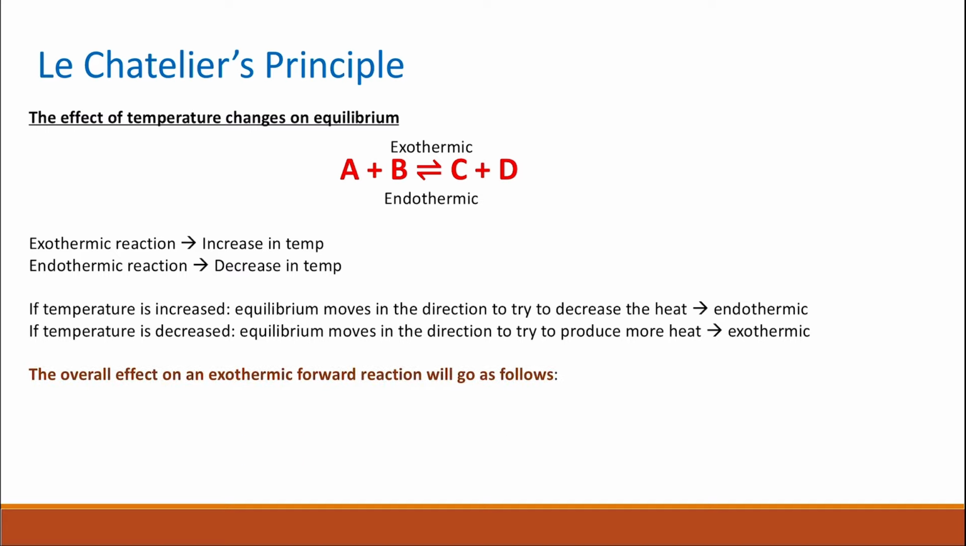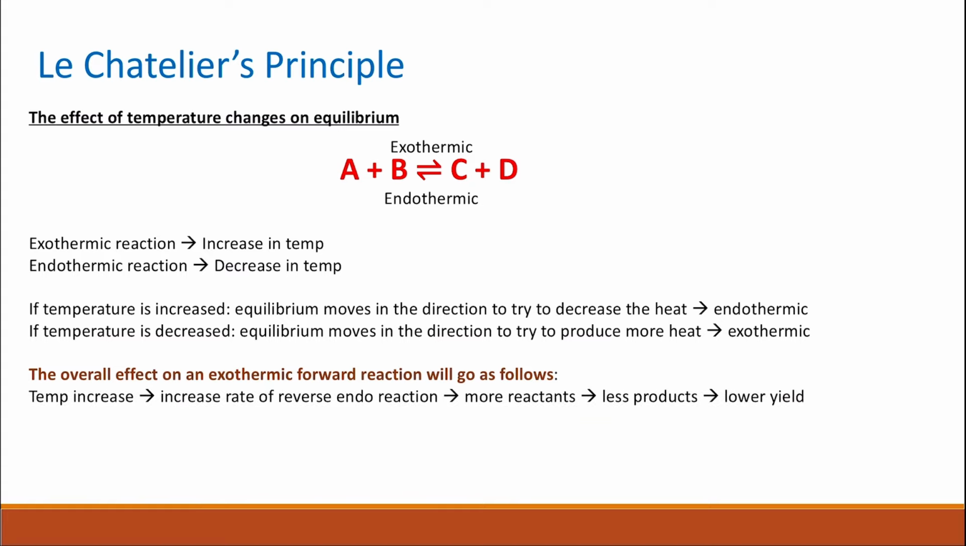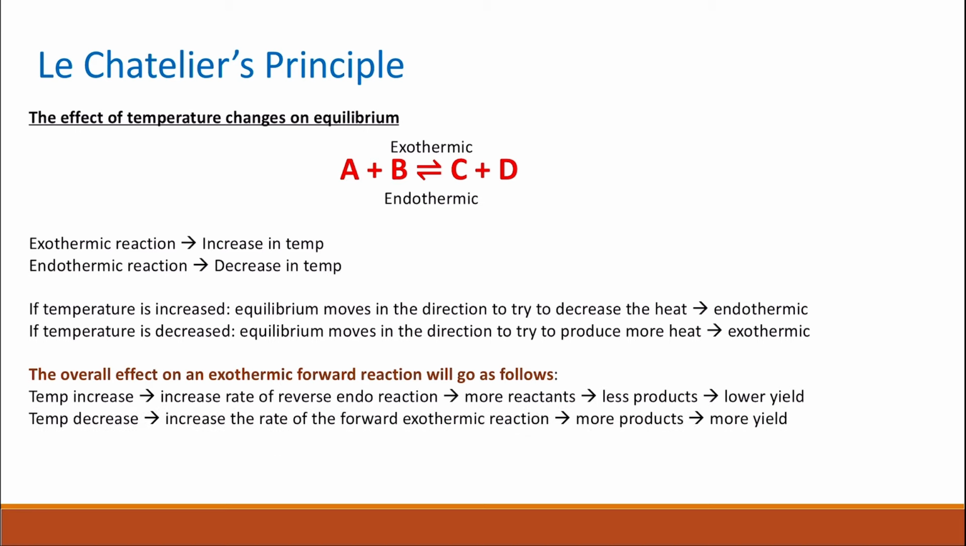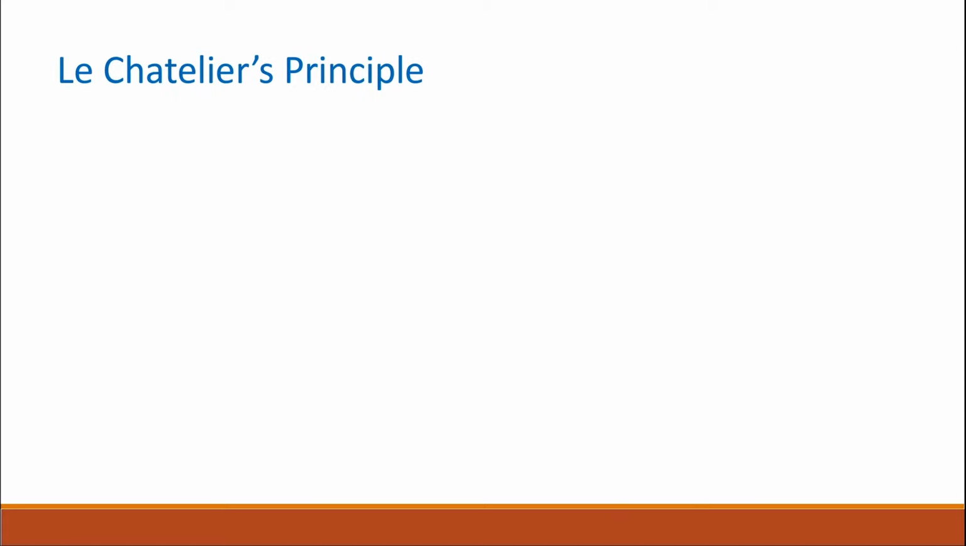As a more specific example, where the exothermic reaction is the forward reaction, the reaction will go as follows. If the temperature increases, there will be an increase in the rate of the reverse endothermic reaction, which means we're going to have more reactants, less product, and lower yield. And if the temperature decreases, that means there is an increase in the rate of the forward exothermic reaction, so we're going to have more of the products and more yield. So you can control the yield of your reaction by controlling the temperature of your reaction.